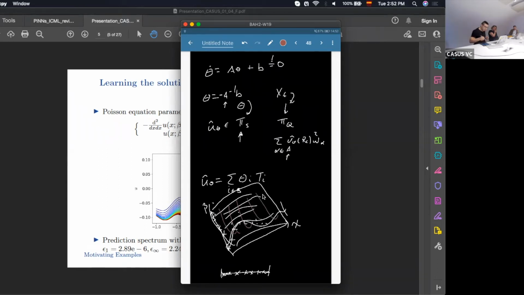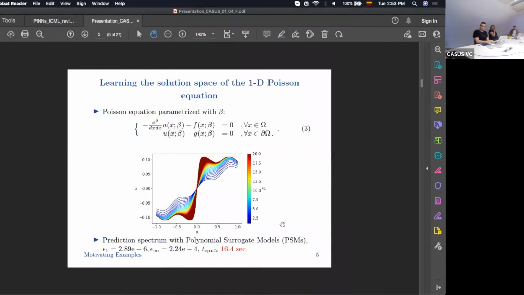It will be continuous, and it will give you the value of your solution for any value of beta in the range. In the range, of course, it's important. It's not extrapolated, it's interpolated. We did it from 1 to 20, I think.